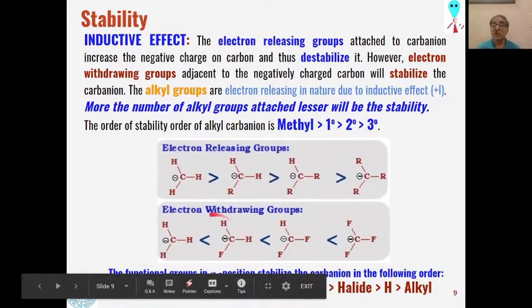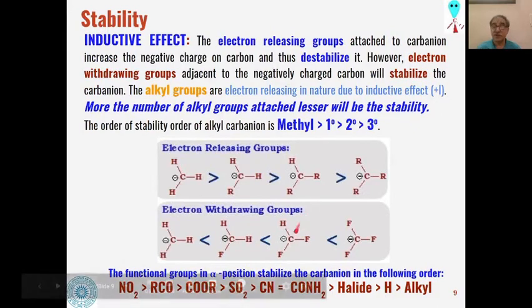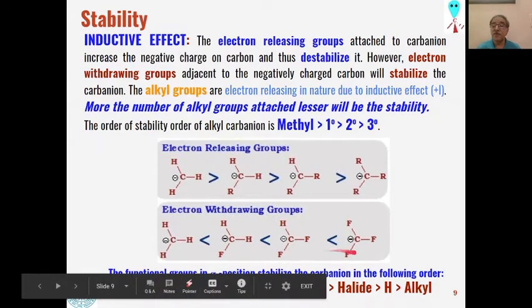So that means electron withdrawing groups will stabilize the carbanion. The more the number of electron withdrawing groups present on the carbanion, the higher will be the stability of that carbanion. So that is why this carbanion is least stable, then this, then this, then this. The more the number of electron withdrawing groups present on the carbanion, the higher will be the stability of the carbanion.